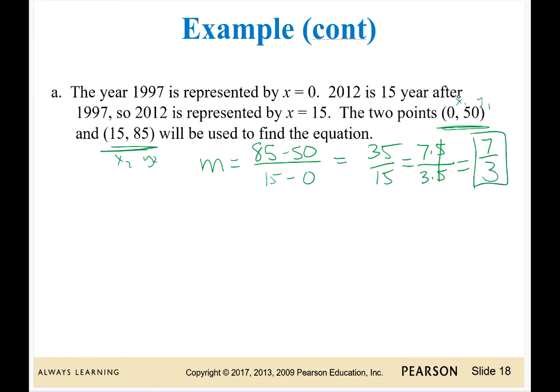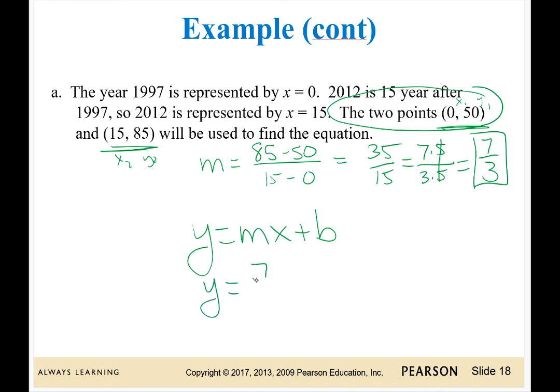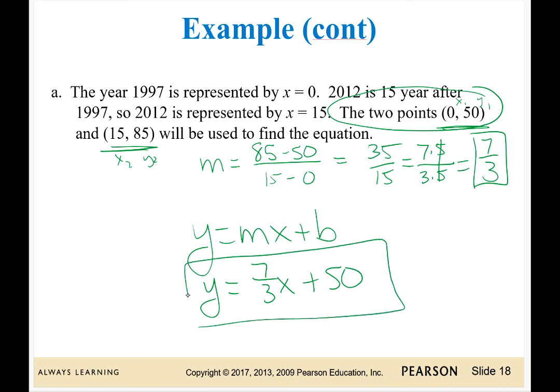So there is my slope. Right, and notice they gave you the y-intercept. So it makes perfect sense for you to go right to slope-intercept form, right? You don't need to go to point slope form. Again, look at the information it gives you, very important. So y equals 7/3 x plus 50. So this is the equation of the line that's going to model the growth of employees in this company over the years.